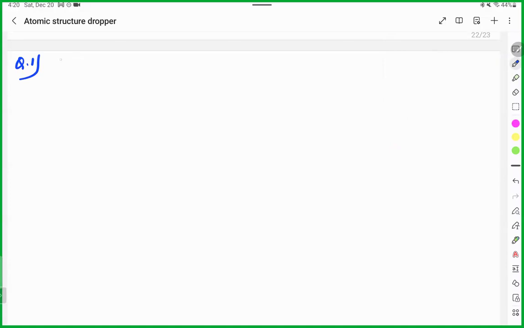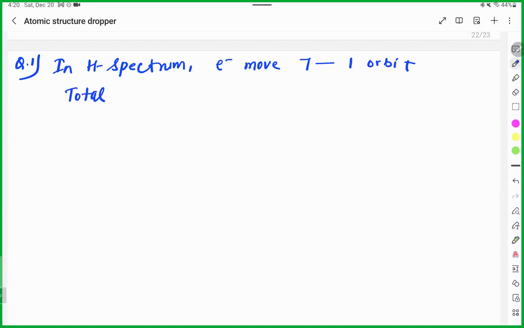First question. In the hydrogen spectrum, if an electron moves from the 7th to the first orbit, then find out the total number of spectral lines.